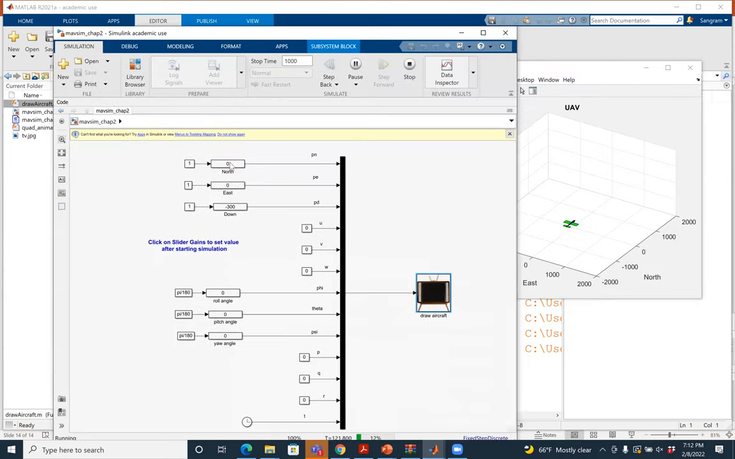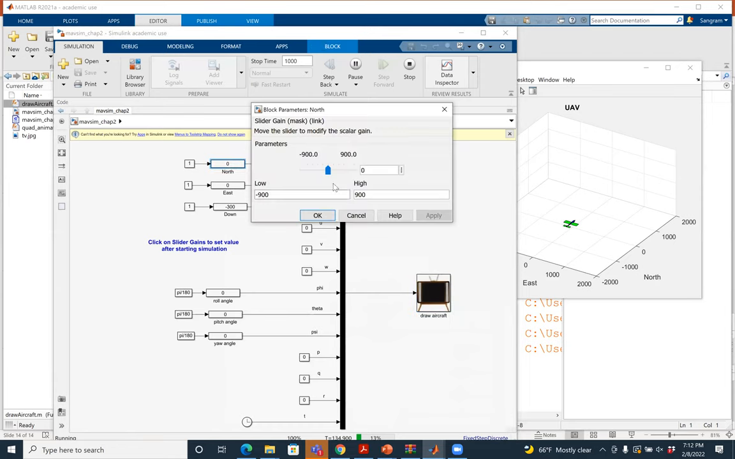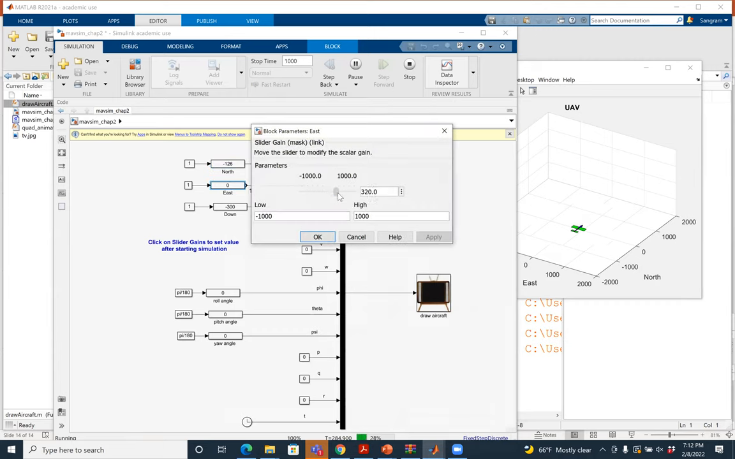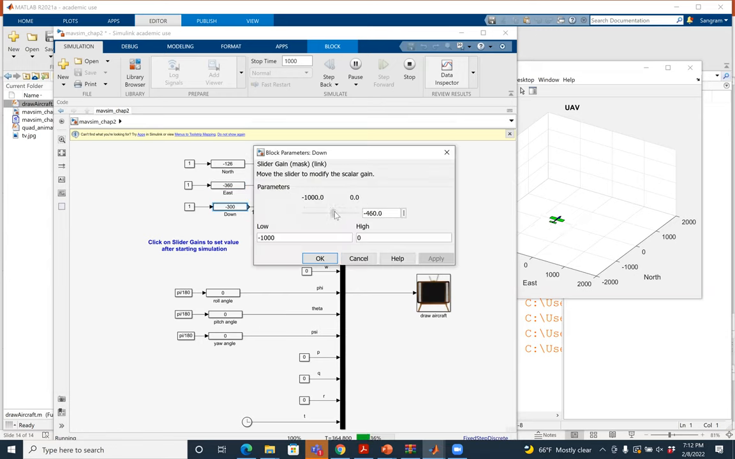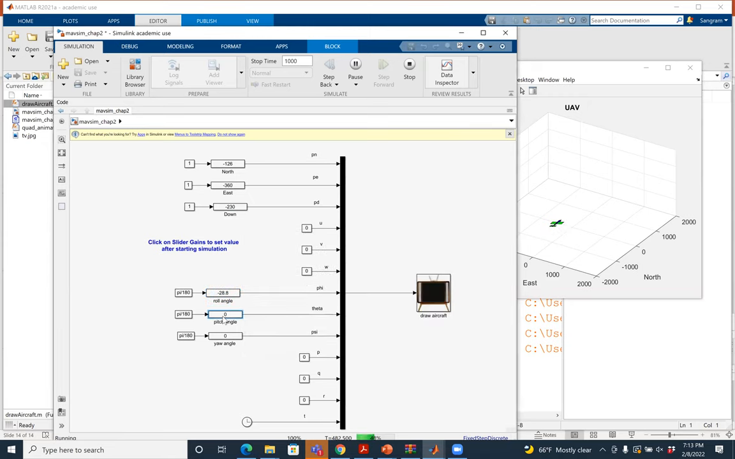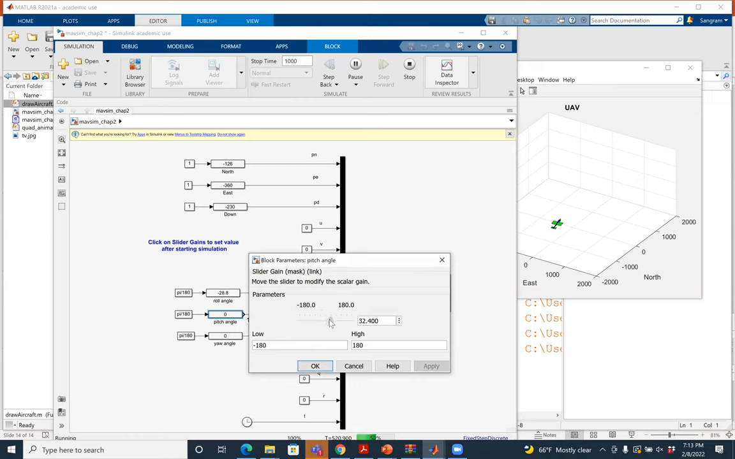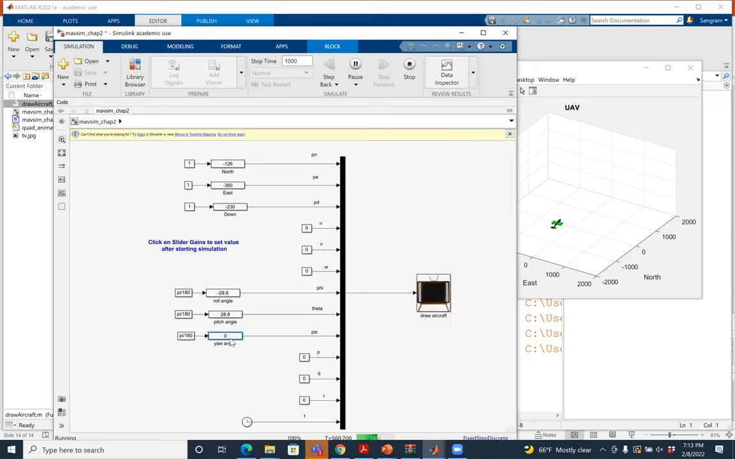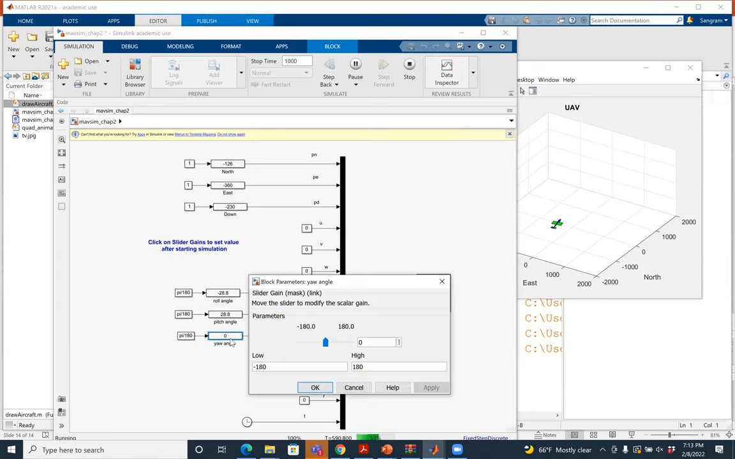What you can do is change this. Can you see that aircraft is going forward? Aircraft is going backward. Can you see this aircraft is going left? Aircraft going right? Can you see aircraft going up? Aircraft going down? Same thing. Can you see aircraft rolling? Can you see aircraft pitching? Can you see aircraft yawing? Now, this is a very nice simulation.